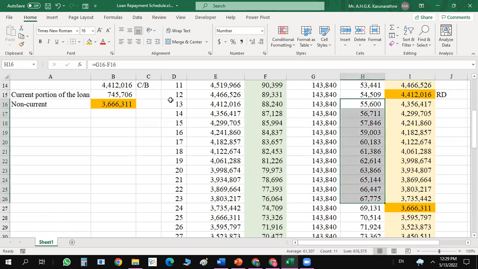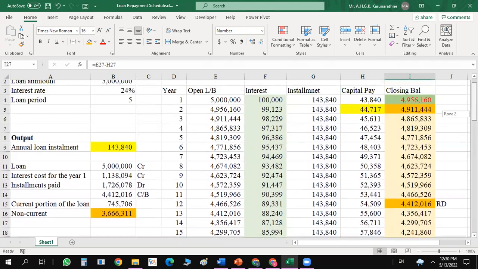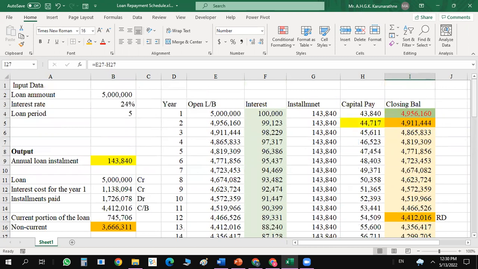That total එක current හැටියට classify කරන්න. Further remaining balance එක මෙතනින් difference එකමුත් එනවා. මෙතන balance එකමුත් එනවා. I just wanted to explain how the amortization schedule is prepared.